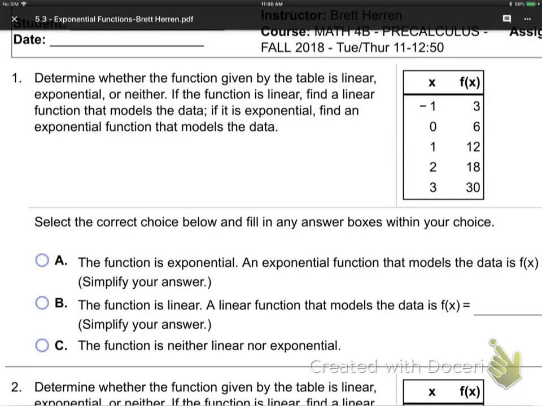All right, so we're starting. Today's all about... actually, let me, you can write down that table as we're going. It's about exponential functions today. 5.3 is all about exponential functions.